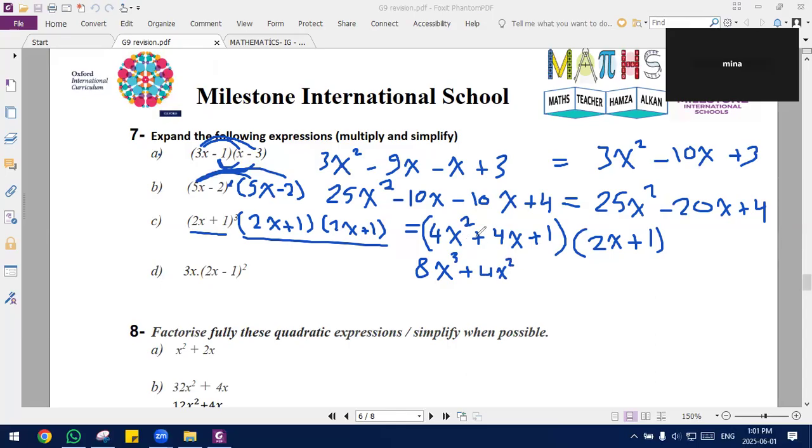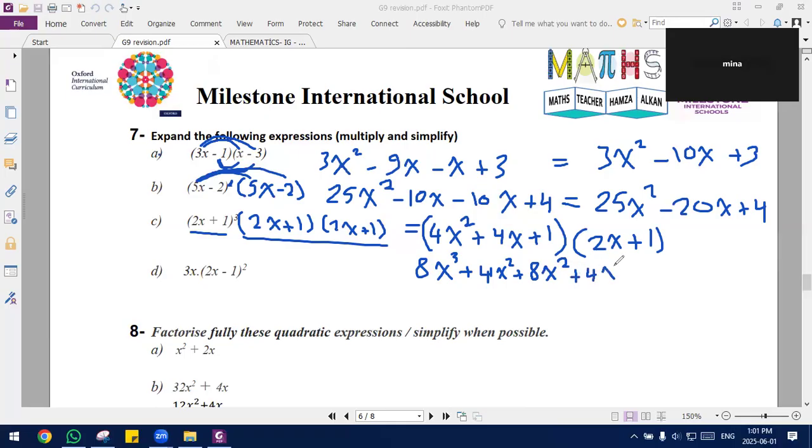Now we finished from 4x squared. Now we multiply plus 4x. 4x times 2. I told you, you multiply the numbers first, then the letters. 4 times 2, 8. X times x, x squared. Then 4x times 1, 4.